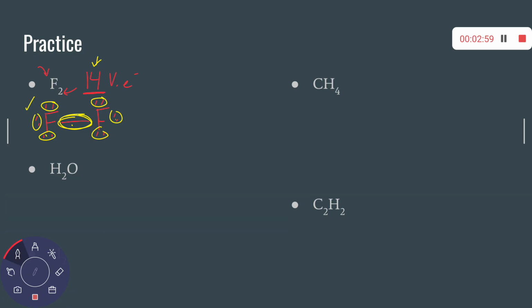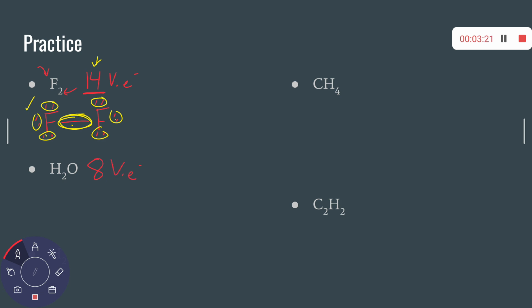Now we're going to try a different one. Here is H2O. As always, we start with our valence electrons. Hydrogen has 1 valence electron. We have 2 of them, so that's 2 valence electrons. Oxygen has 6 valence electrons, and we have 1 of them. 2 plus 6 gives me 8 valence electrons that I have to draw in my structure.